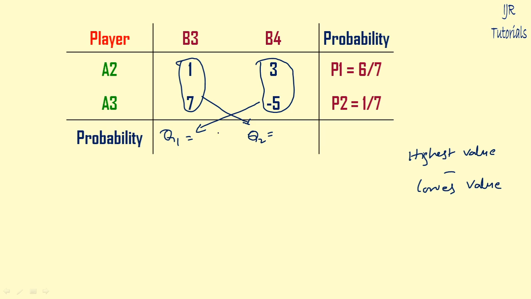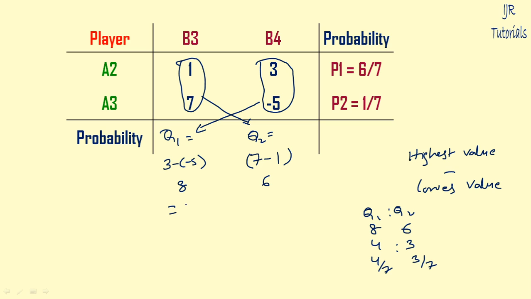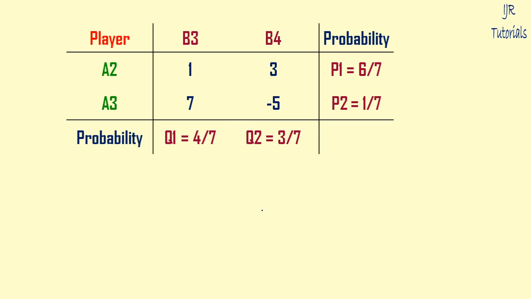So Q1 is equal to, there are two values, 3 and -5. 3 is the highest number, 3 minus of -5, and Q2 is equal to 7 minus 1. So that is 8 and the next one is 6. So the Q1 to Q2 ratio is 8 to 6. If we simplify this, 4 and 3, that means 4 by 7 and 3 by 7. So finally Q1 is equal to 4 by 7 and Q2 is 3 by 7. We successfully calculated the probabilities of A and B like this.